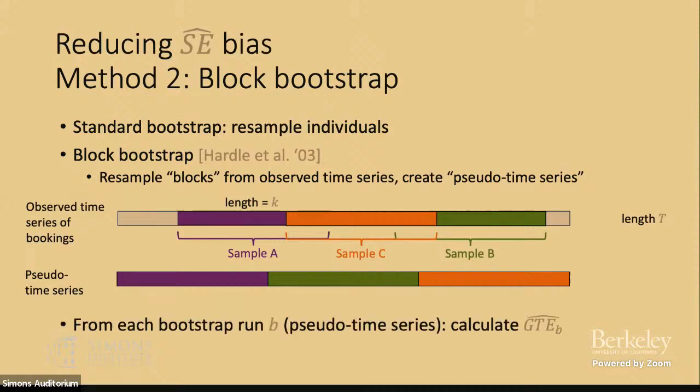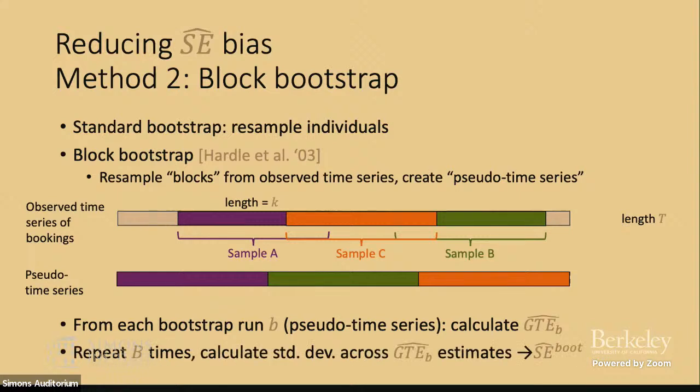And so from each of these bootstrap runs, this gives you some new pseudo time series from which you can calculate this treatment effect estimator. Now you repeat this capital B times, and then you'll have capital B number of these treatment estimators, and you calculate the standard deviation of them. And this gives you the time series bootstrap estimate of your standard error.